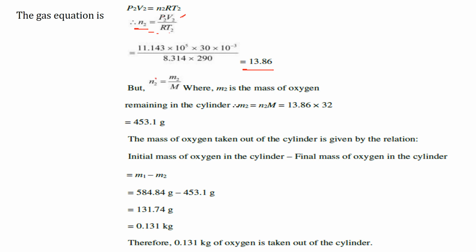Similarly, if N2 is known to us, M2 can be computed by multiplying by the molecular mass. The molecular mass of oxygen is 32, multiply this with 32, so you get this M2. So we have M1, we have M2. When we subtract these two, this 453.1 gram from the previous one, that is 584.84, we get the mass of oxygen that has been taken out, because the mass of oxygen taken out of the cylinder is given by the initial mass of oxygen in the cylinder minus the final mass of oxygen in the cylinder. So we subtract these two and we get the oxygen taken out from the cylinder.